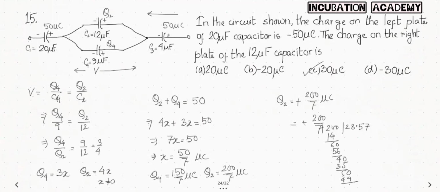Option C. Obviously you are not getting the exact one, but the closest one is 30 here. The closest to 28.57 is 30 here.